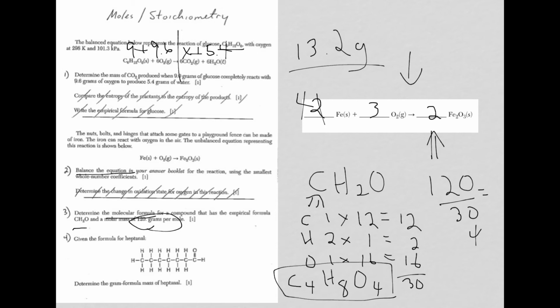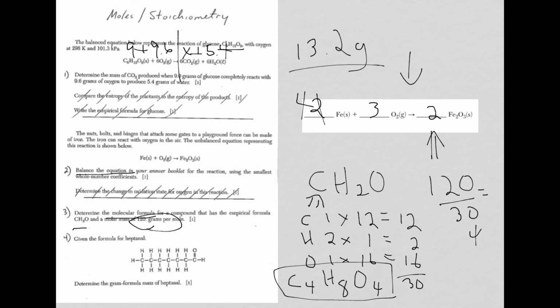That's the molecular formula. So again, 3 steps. Gram formula mass for the empirical formula. You're going to take that number and divide it into the actual molar mass. You're going to get a factor. In this example, it was 4, and then you multiply that number through by the numbers for the empirical formula.